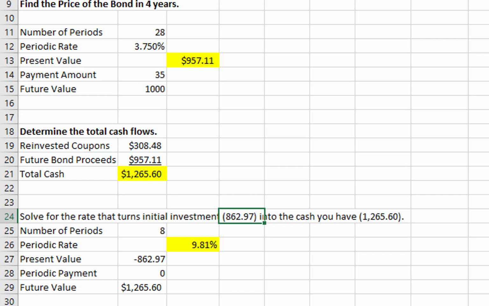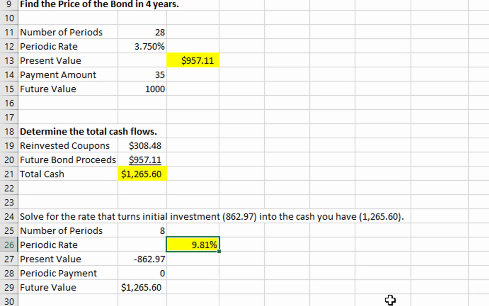So recall that our initial investment was $862. Again, that was back on the slide in the PDF. We're turning that into $1,265, so we just solve for the rate that does that. We're doing that over 8 periods, right? A 4-year holding period. We invest $862. We're ending up with $1,265.60. We're going to have 0 as the periodic payment. We're not going to have any interim cash flows. We've already figured out how our cash flows should look, how they should work. And so all we do is solve for the rate.